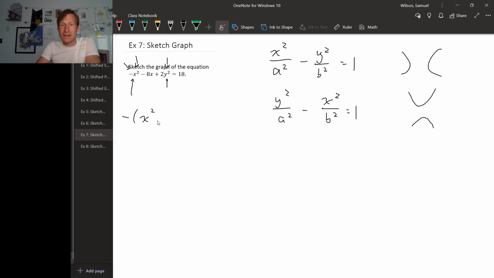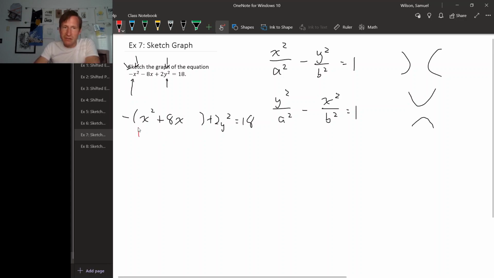So that's going to make this x squared plus 8x. And I'm going to leave a little space here. Plus 2y squared equals 18. Okay, so now inside these parentheses, we can complete the square.